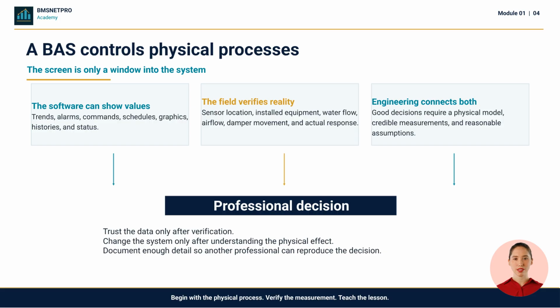A BAS workstation can display thousands of values, but it does not know which value deserves trust. It can execute a sequence, but it does not know whether the sequence matches the actual equipment. Engineering thinking is the bridge between the software and the real system. When a value appears on the screen, we ask, where did this value come from? What does it physically represent? And can I confirm it? This habit reduces unnecessary parts replacement, avoids unsafe shortcuts, and improves credibility with engineers, operators, and owners.